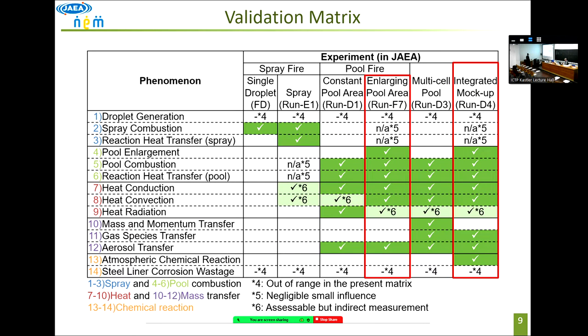Okay, this is a validation matrix in the case of sodium fire in Japan. And as I mentioned here, in this kind of validation, we have two kinds of experiment. One is a separate effect test, in which some fundamental phenomena were observed in the experiment and validated. And the other one is an integrated effect test. That means almost a mock-up experiment to deal with almost all phenomena.